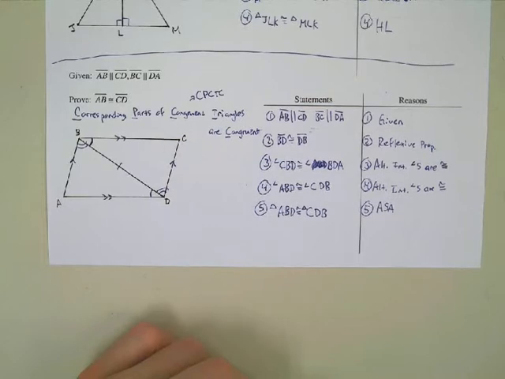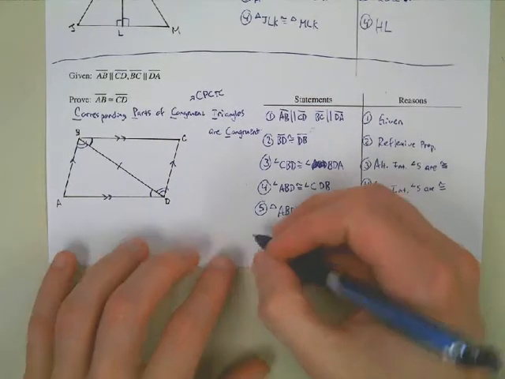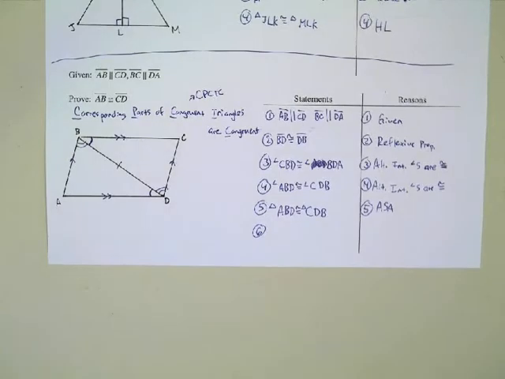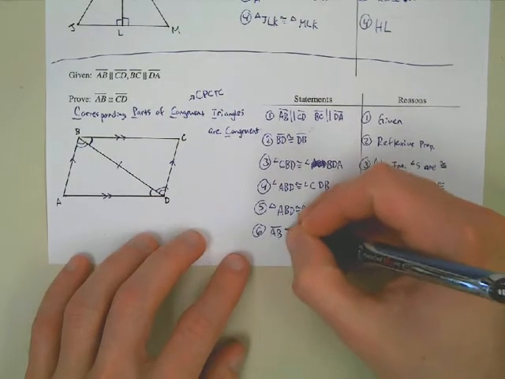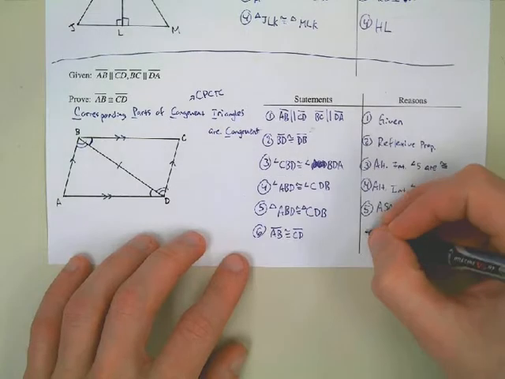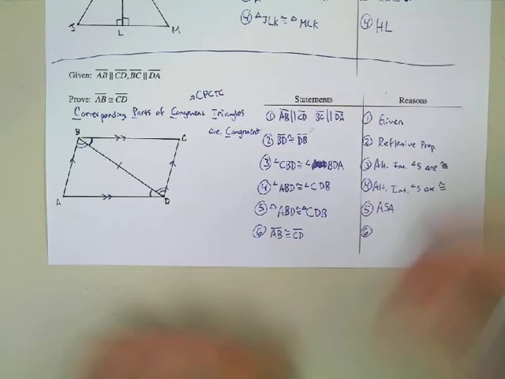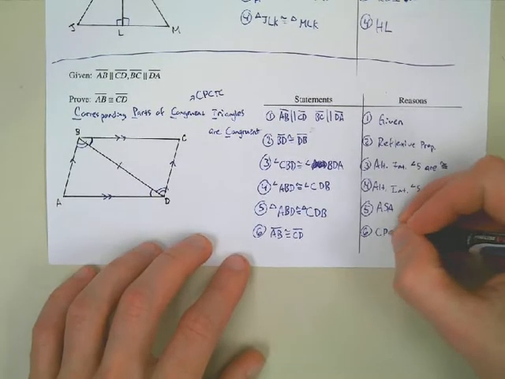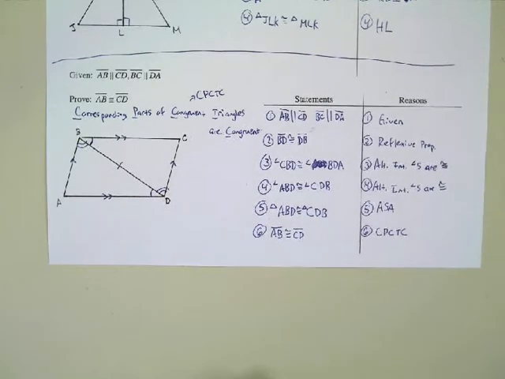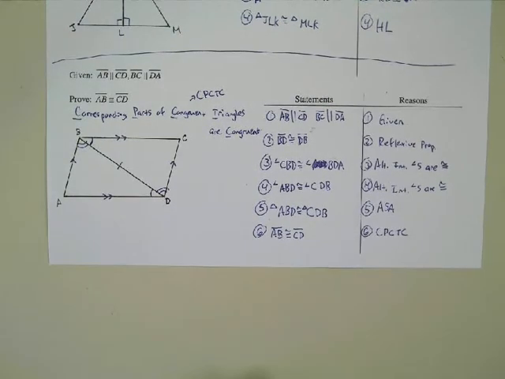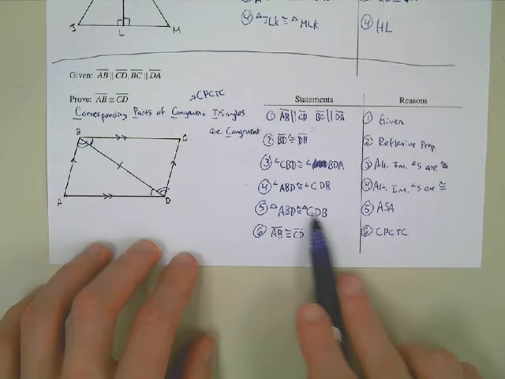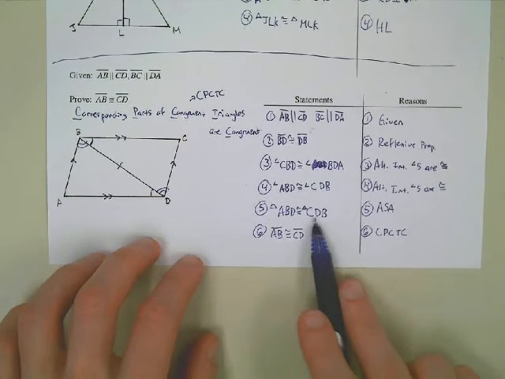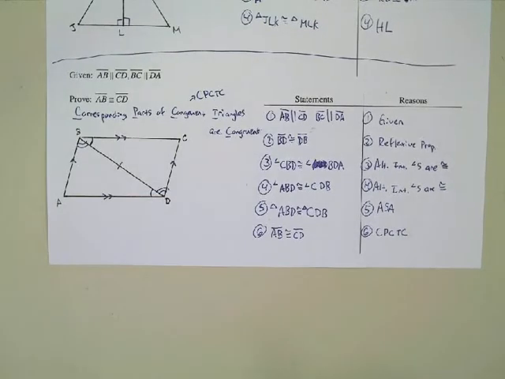Julie, what's our last step? What can we now say? AB is congruent to CD. You got it. And the reason for that is? CPCTC. Corresponding parts of congruent triangles are congruent. Since these 2 triangles are congruent, AB must be congruent to CD. AB, the first 2 letters there, must be congruent to CD, the first 2 letters there as well, the 2 sides. Okay? Questions on any of that?